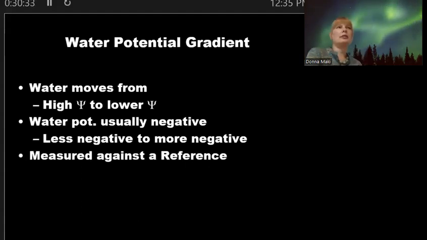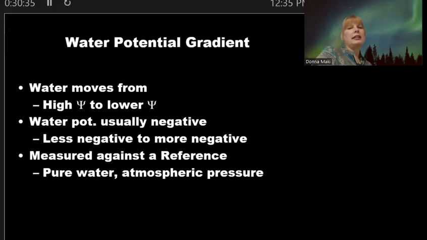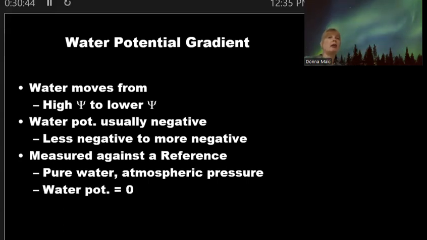We always measure this against a reference. By definition, they decided to pick pure water at atmospheric pressure. That's what they always measure it against. And if we think about that, they said, let's call that 0, a water potential of 0. Pure water open to air is 0 water potential. Let's use that as a reference.